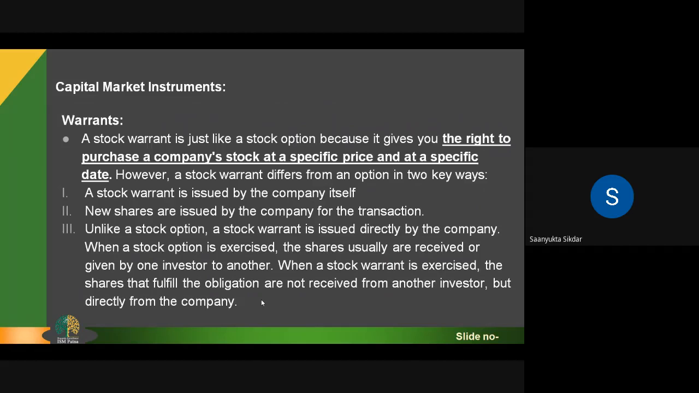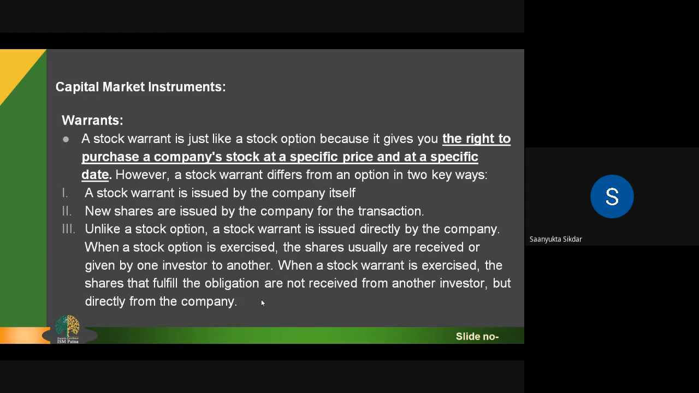A stock warrant is issued by the company itself, whereas new shares are issued by the company for the transaction. So it is issued by the company, whereas the option is issued by the exchange. Unlike a stock option, a stock warrant is issued directly by the company. When a stock option is exercised, the shares usually are received or given by one investor to another.